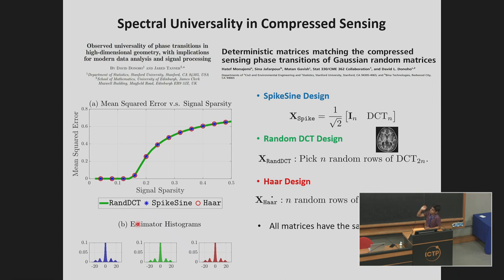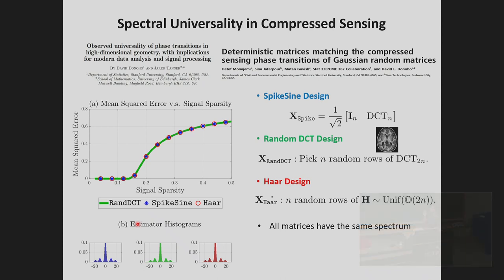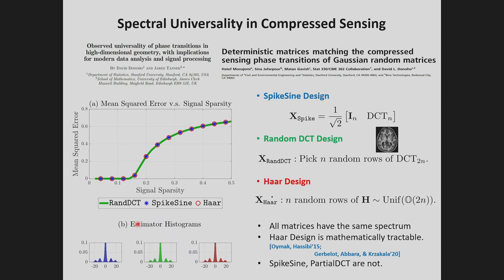So what Donoho and Tanner were seeing was basically an instance of the spectral universality that I told you about. Out of these three designs, there has been some work on analyzing the Haar design, because it has nice rotational invariance properties, so the two papers that I've written prove results about the Haar design. But we don't know how to understand the spike sign design or the random DCT design, because they're much less random. If we could show that spectral universality is happening, whatever results people have proved for the Haar design would automatically transfer to the less random designs.